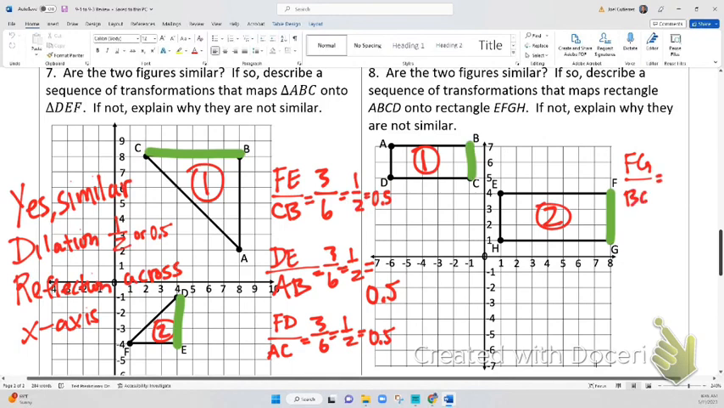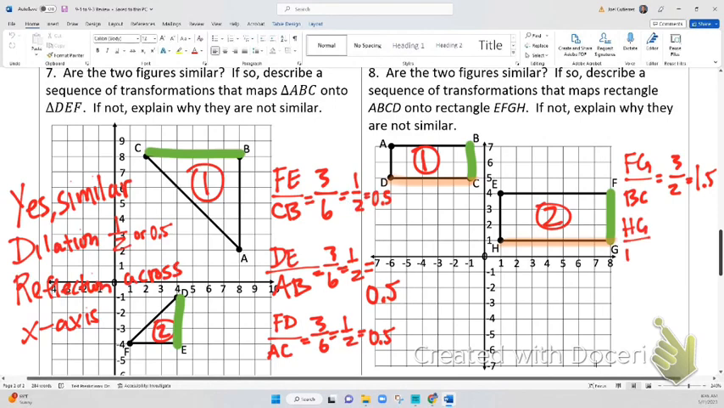From F to G, it is 3. From B to C, it is 2. When you do 3 divided by 2, you get 1.5. As long as the other scale factors are 1.5, then we are good. Okay, so now I'm going to compare, let's say, for example, DC. And I'm going to compare that to HG. Always start with the second one first. So in this case, the HG goes first.